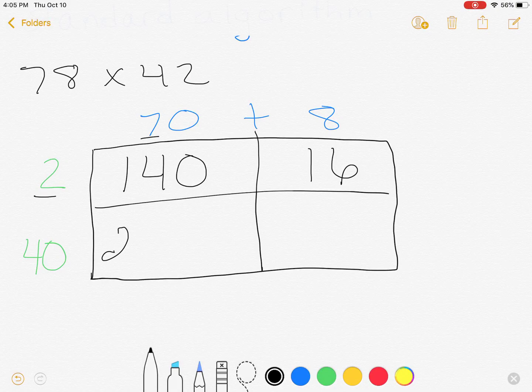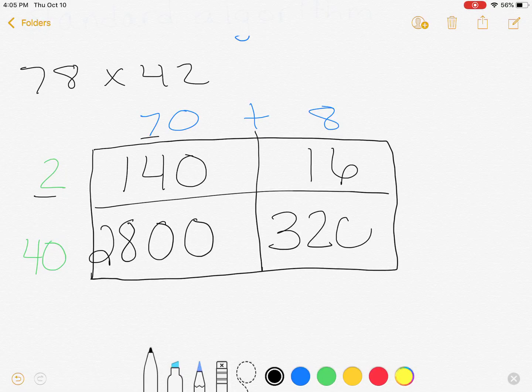4 times 7? 28. Oh, so let me scoot this 2 over a little bit. 2,800. 28, and then this 0 and that 0. Okay? 4 times 8, 32. And then bring down the 0. Okay, so we have 140 plus 16.